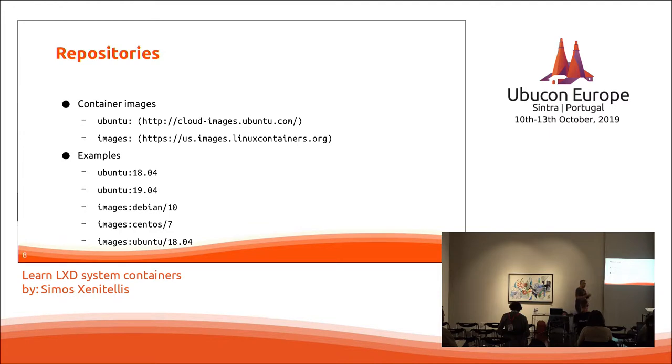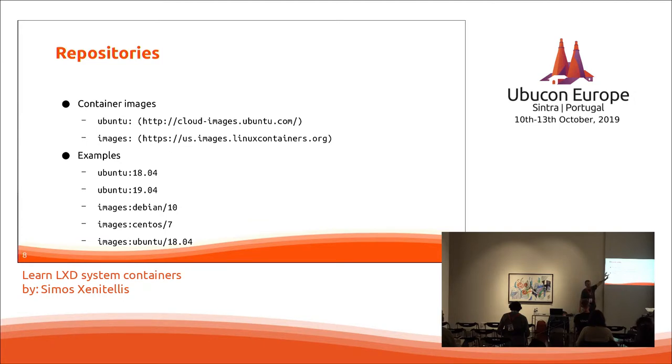So at this point, we have initialized LXD. We are ready to use it, and we can create our first container. But the thing is this: okay, we create a container, but what container image do we use? LXD as a project provides a list of container images. So you can just use these container images, download them, and install them. There are two repositories of container images. There is one called Ubuntu, and another one called Images. And these are the web pages where you can go and see what is available.